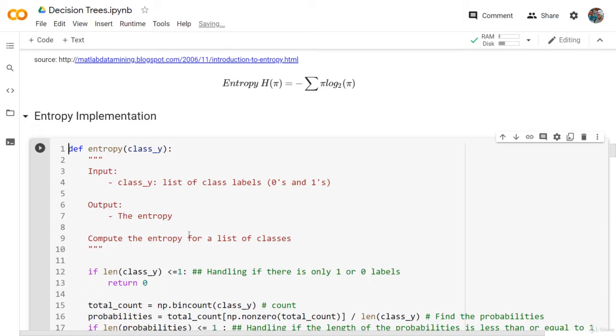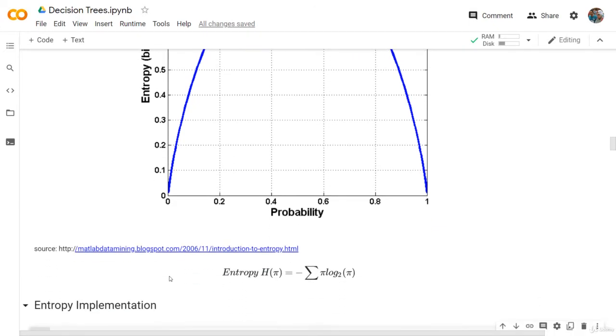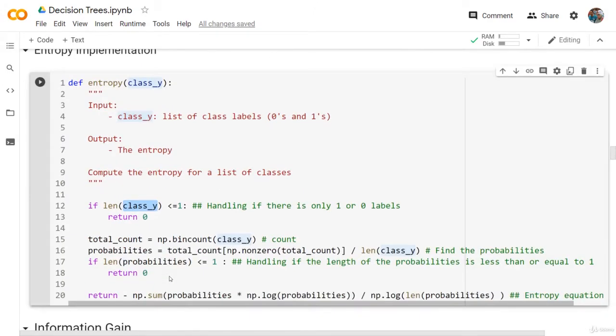Okay, so first we need to handle extreme cases or edge cases. If we have only one value in this list, in this case the entropy will be 0. If we have just one class, like I said, the entropy will be 0. There is no information, there is no surprise. We know beforehand it's going to be 0. But in case we have more than one value, then we are going to calculate the entropy. So how can we calculate the entropy? As you can see here, first, if the length of class y is less than or equal to 1, then this function will return 0, and we are done here.